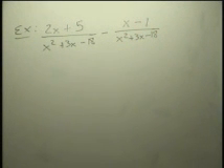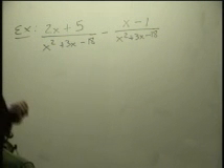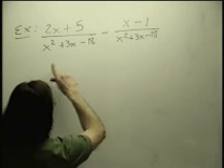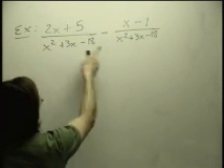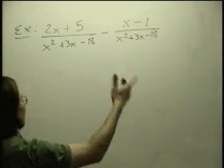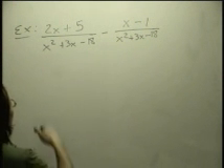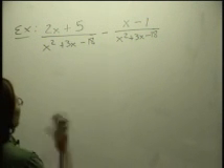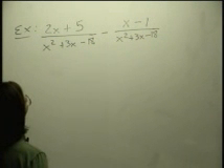Here's another one that's going to take just a little more work, but it's the same basic idea. Okay? We want to subtract these. Notice the denominators, even though it's a little more complicated than the previous examples, still the denominators are the same. So that means we can just subtract the numerators. Okay?